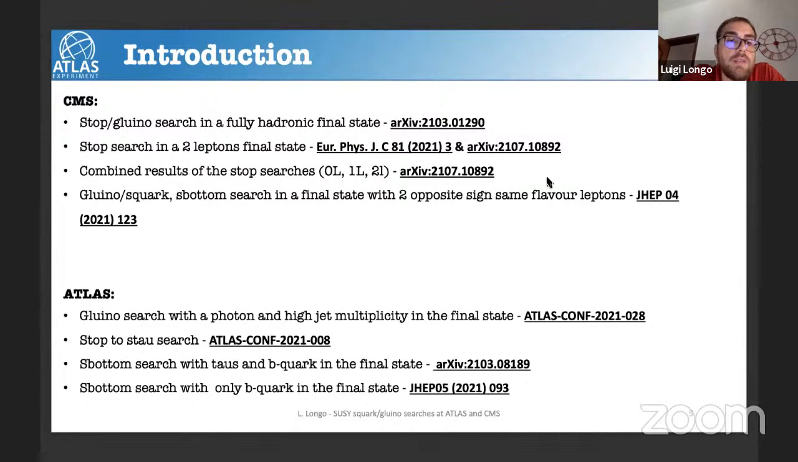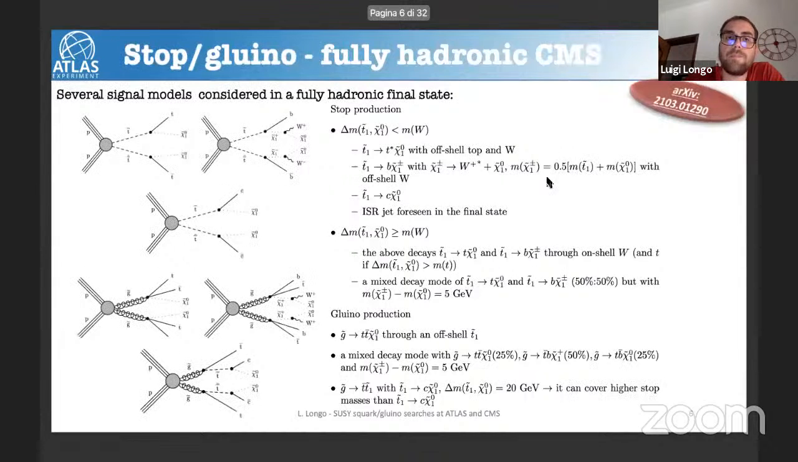Concerning ATLAS, instead, there will be the gluino search with a high jet multiplicity in the final state, stop to stop search, and then the bottom search in the first case with taus and b quarks in the final state, and there's one case where we have only the b quarks in the final state.